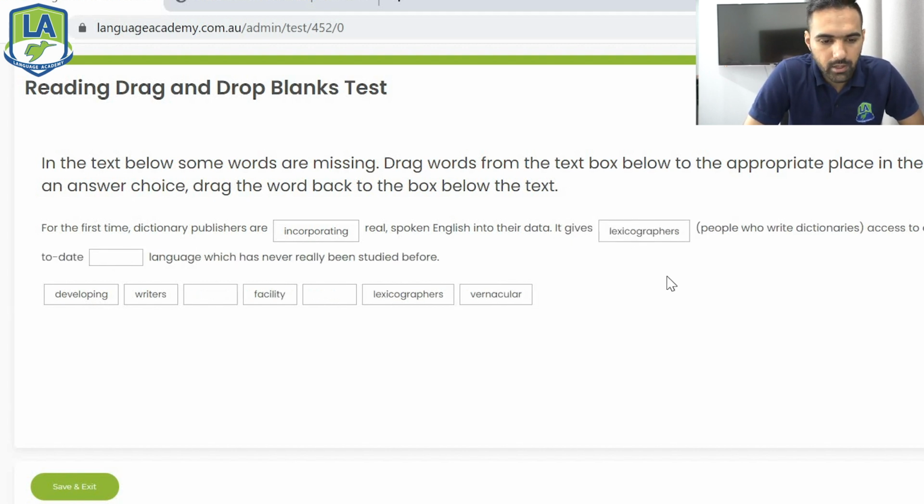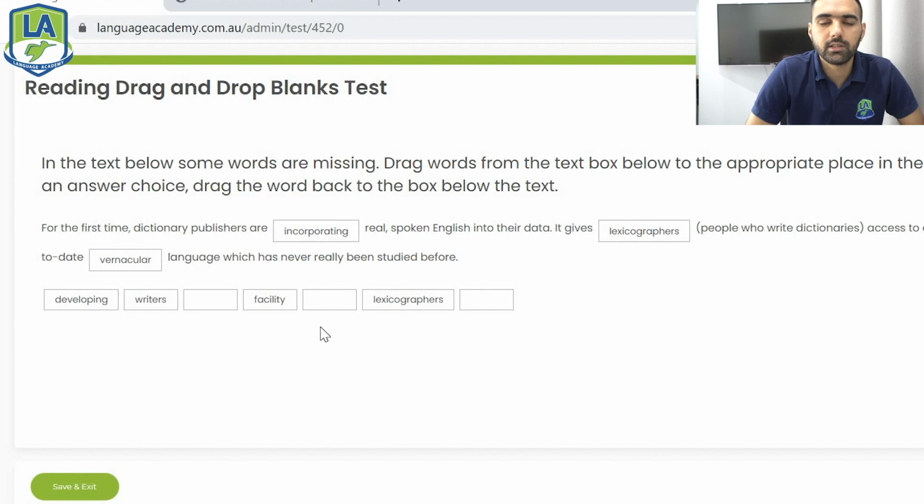Access to a more vibrant, up-to-date dash language, which has never really been studied before. So there's a language which has not been studied before that is being incorporated as spoken English into modern-day dictionaries. Now, writer's language won't be the right answer. Developing language won't be the right answer. Facility language is nothing. Lexicographer's language, again, you won't say that, because lexicographer is a term used for people who work on dictionaries. We have only one word, vernacular. Vernacular means language which is most often spoken in a particular region or a country. For example, English is a vernacular of Australia or US or UK. Hindi is vernacular in North India. So vernacular language means something which is spoken more often in an area or particular geographical location.